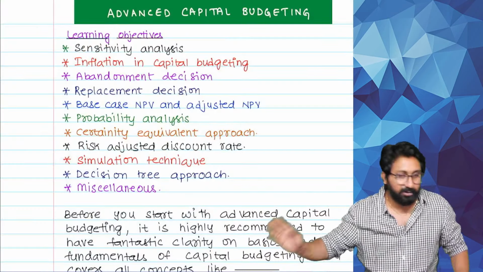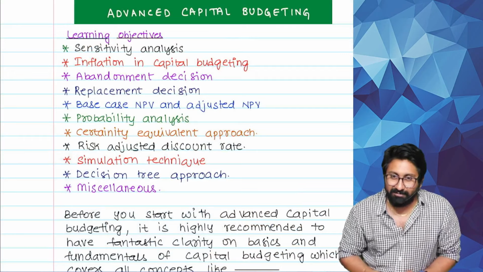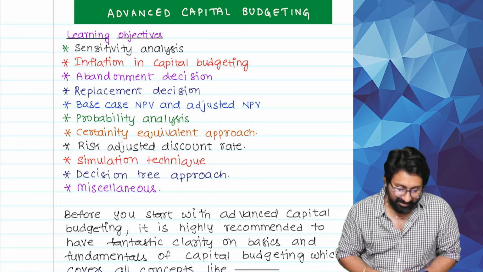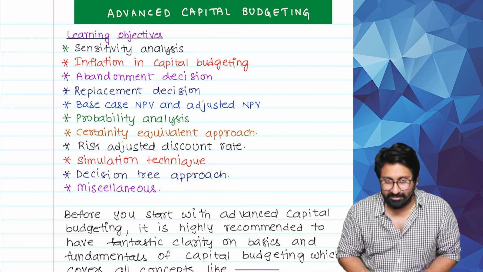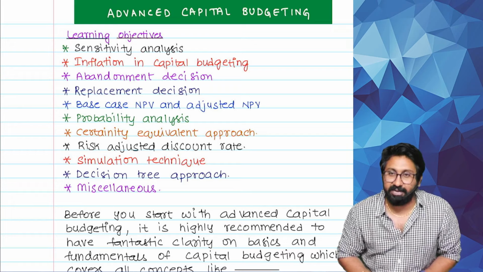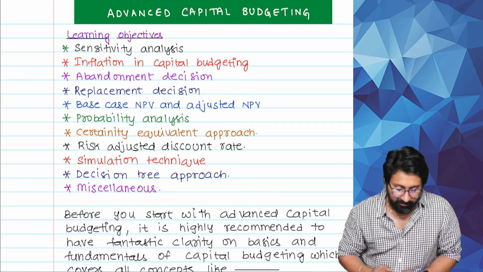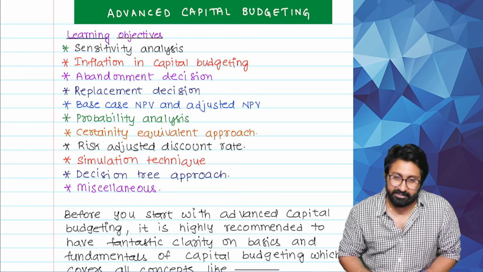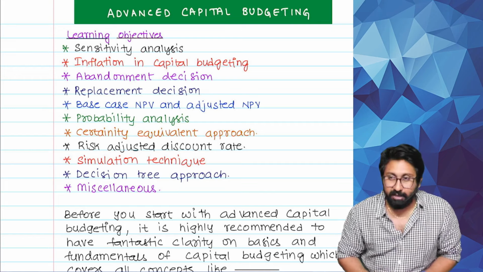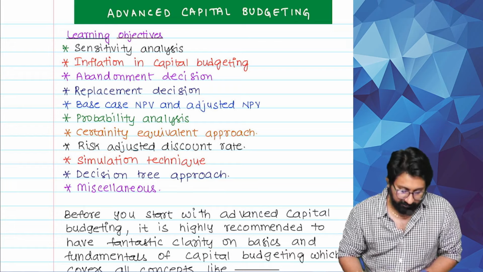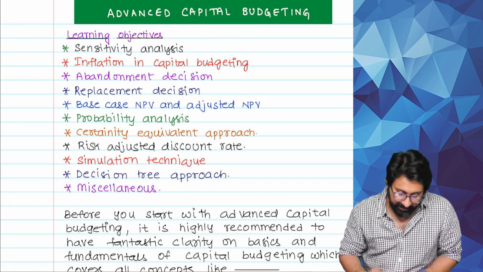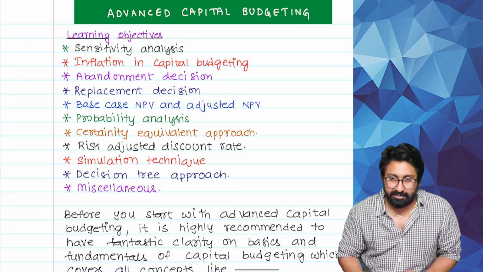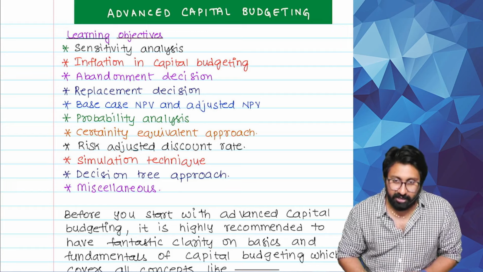These are all the concepts we need to learn. One by one, first read and get familiar. First one is sensitivity analysis. Second one, inflation in capital budgeting. Third one, abandonment decision. Fourth one, replacement decision. Fifth one, base case NPV, adjusted NPV. Next, probability analysis. Next one, certainty equivalent approach.